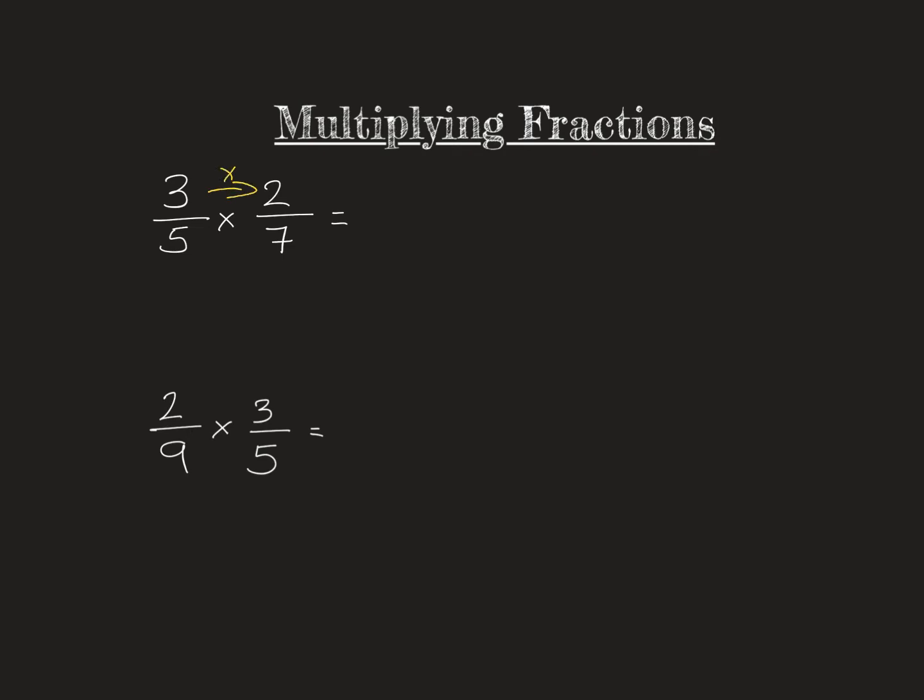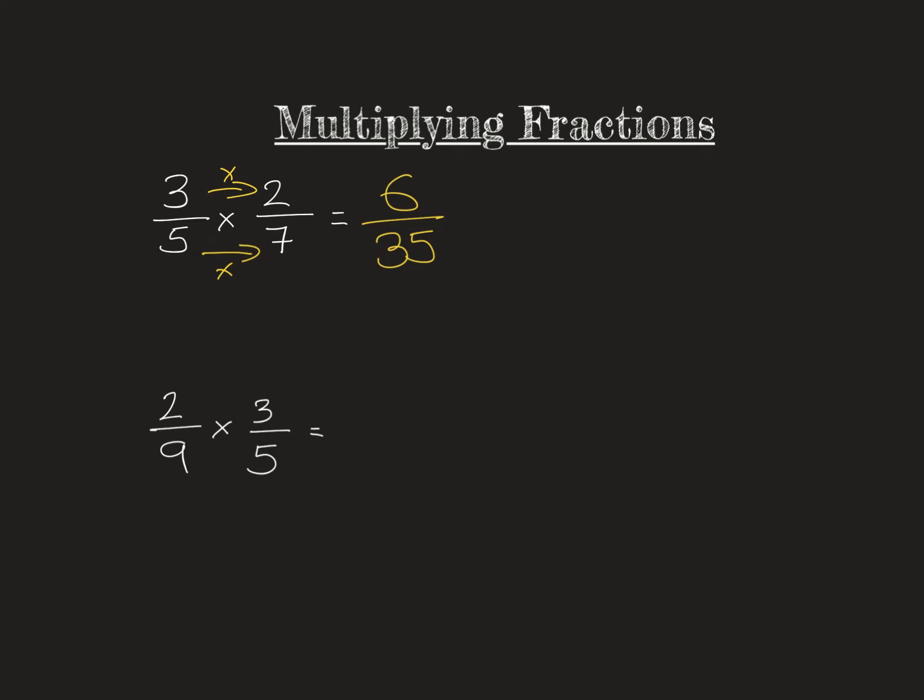3 times by 2 is 6, so your new number at the top is 6. And then you multiply across the bottom. 5 times by 7 is 35. Now, you need to look at your answer then and decide if you can simplify. If you can simplify, then you need to simplify. So looking at 35 and 6, there's nothing that both of those will divide by. So that is it. I can't simplify it. That is my answer, 6/35.